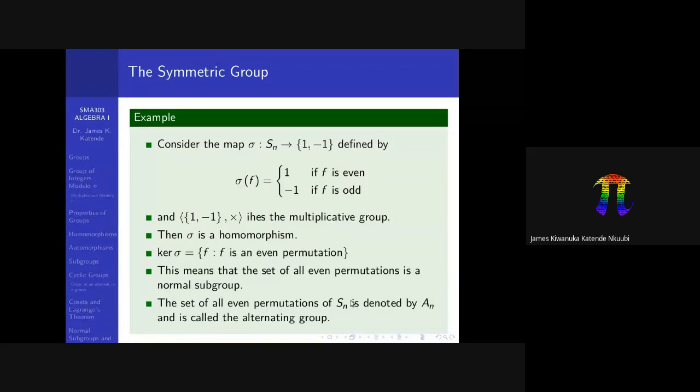So the important thing here is, one, figure out how to prove that this map is a homomorphism. But if you work with that assumption, it's easy to figure out what the kernel is. Then we use the fact that the kernel will always be a subgroup of the domain. So the kernel of this map will be a subgroup of Sn. But we found the kernel to be the set of all even permutations. Therefore, the set of all even permutations of Sn will be a subgroup. In particular, it will be a normal subgroup. We denote it by An, and it's called the alternating group.